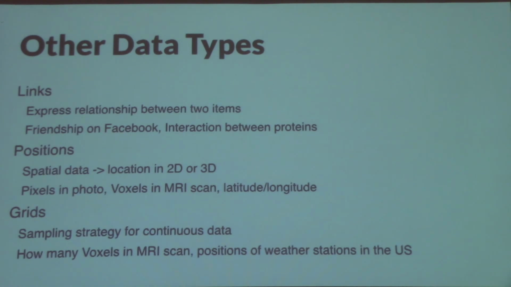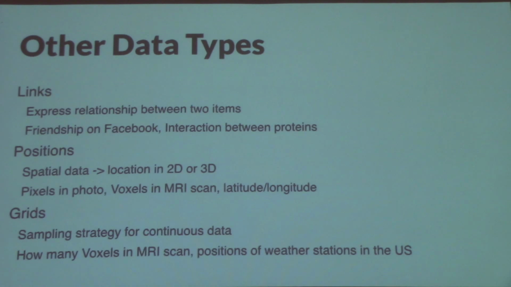About the other data types, links express relationships between two items. For example, friendships on Facebook, or interactions between proteins, or neighborhood in a city, or anything like that could be a link. Positions are locations in 2D or 3D in the case of spatial data. For example, the pixels in a photo, the voxels in an MRI scan, or latitude, longitude on a map.